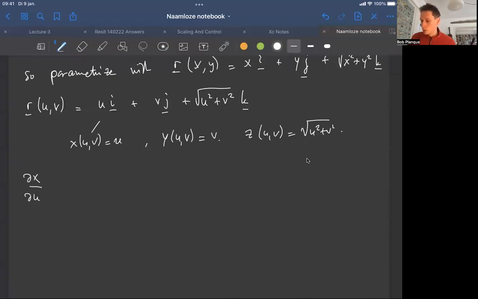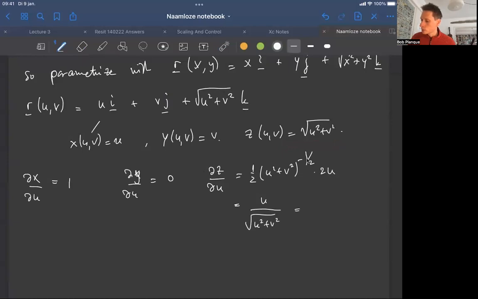dx/du, well, that's clearly 1. And dy/du is clearly 0. And dz/du, then I have to take the derivative of this function with respect to u. And so that gives me 1/2 (u squared plus v squared) to the power minus 1/2 times 2u, which is u over the square root of u squared plus v squared, which is u over z.